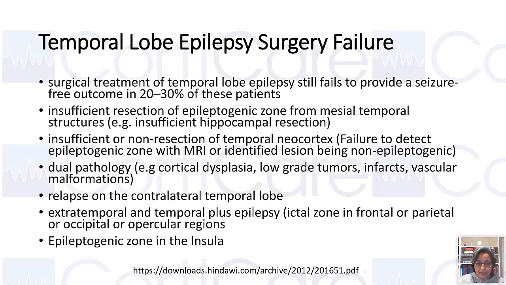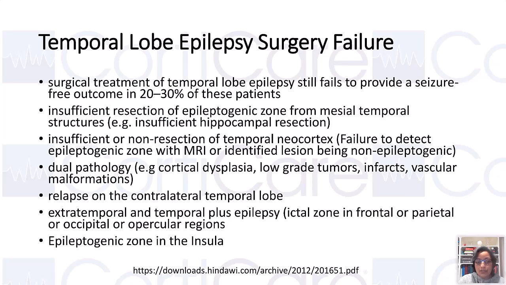There are other areas where the ictal zone resides. It could be the frontal, the parietal, or the occipital lobe, the opercular region, the region where three lobes meet: temporal, parietal, and frontal. Maybe the epileptogenic zone was sitting there. That could be another reason for patients to relapse.